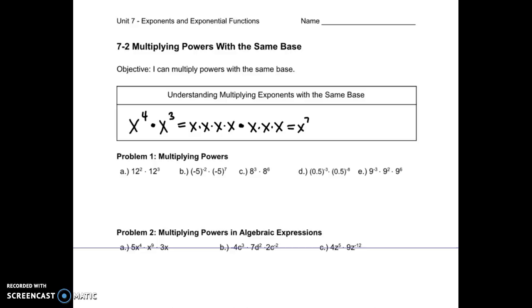As that works, it's not the easiest way to do it. So there is a shortcut. If you notice with 4 and 3, how can I get 7? We're just going to add them. We're going to keep our base and add our exponents. So 4 plus 3 is 7. That's the shortcut, and that's what we're going to be doing.